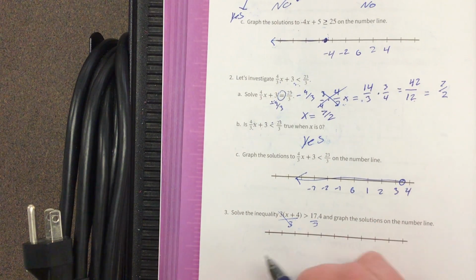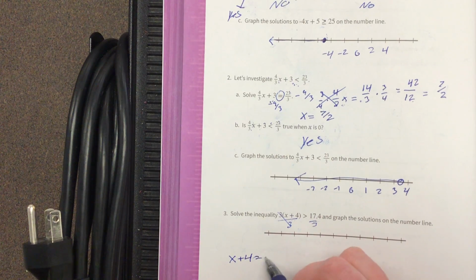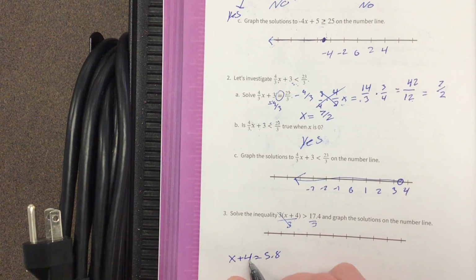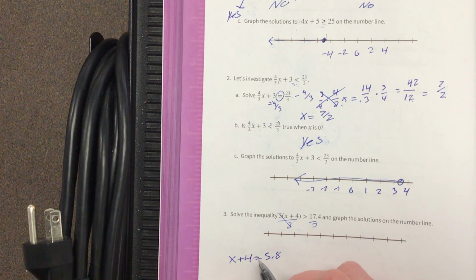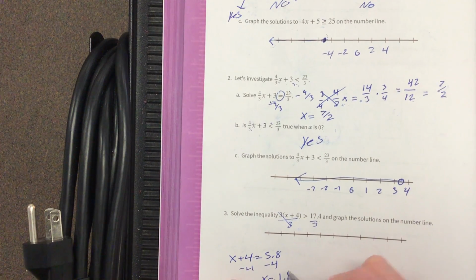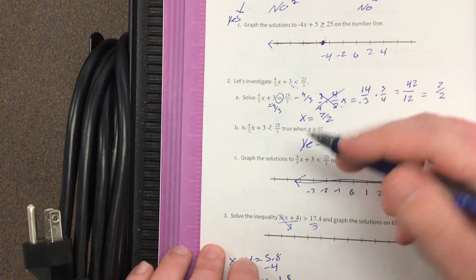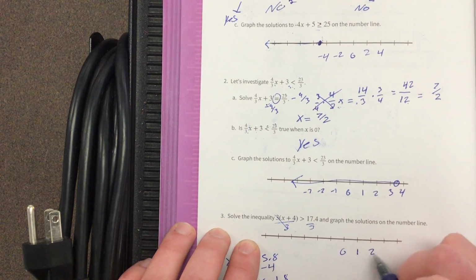17.4 divided by 3 is 5.8. Now we have x plus 4 equals 5.8. Next step: subtract 4 from both sides. X equals 1.8. All right, so we know our circle is going to be at 1.8.